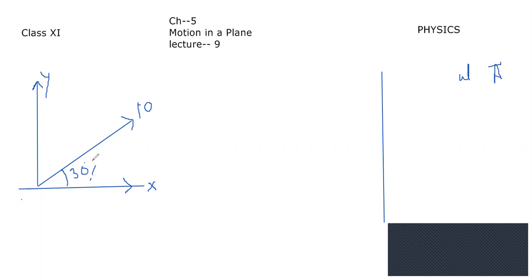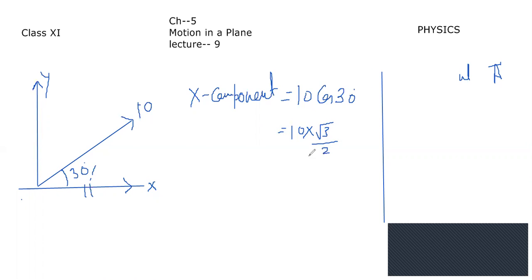So the x component is the near side of theta. So we write x component equals 10 cos 30. Is this point clear or not? Tell me. So what is the value of 10 cos 30? Root 3 by 2. So the x component we get is 5 root 3 units.